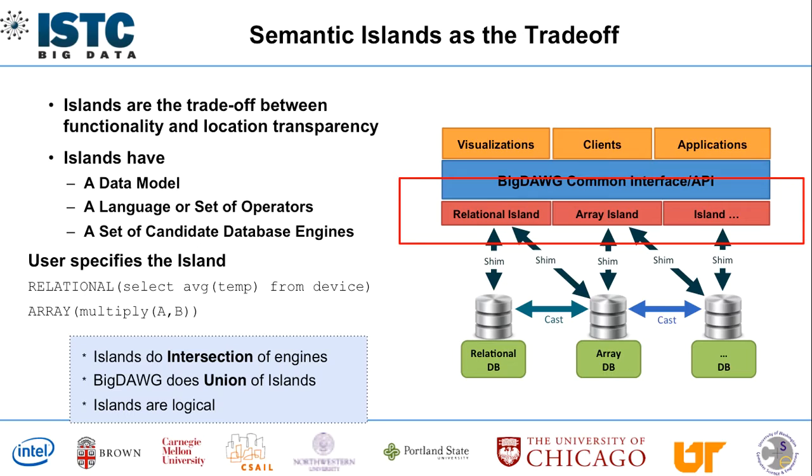Another important component of the Polystore system is the concept of islands. And in our world, islands are the trade-off between functionality or semantic completeness and location transparency. Islands have their own data model, a language or set of operators, and a set of candidate engines.